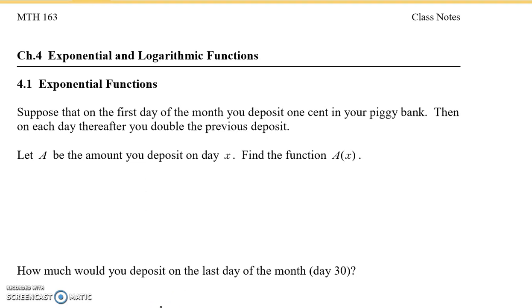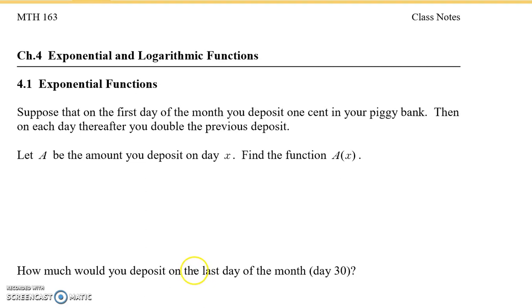Suppose that on the first day of the month you deposit 1 cent in your piggy bank. Then on each day thereafter you double the previous deposit. Let A be the amount you deposit on day x. Find the function A of x. So we'd like to find a function that tells us how much we deposit on any given day.